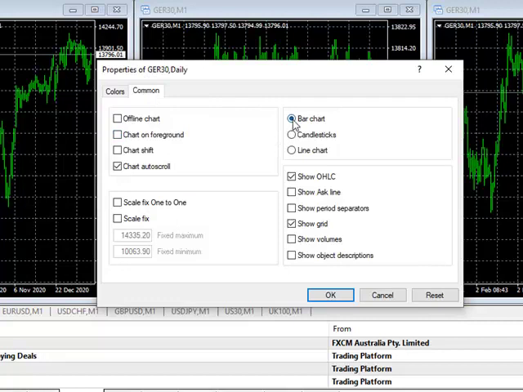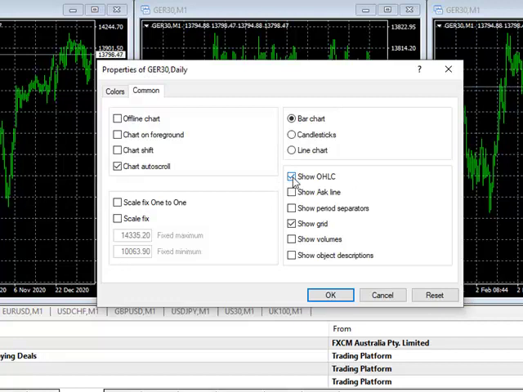Now, click on Common and leave everything as it is. You do have a choice of choosing a bar chart, candlesticks. I wouldn't suggest a line chart, but if you're using the EA it will still work regardless of what you have here. But bar chart is easier to see. It's not so in your face. There's less to look at. I like to have a nice, clean, sort of empty-ish chart. But anyway, so bar chart.